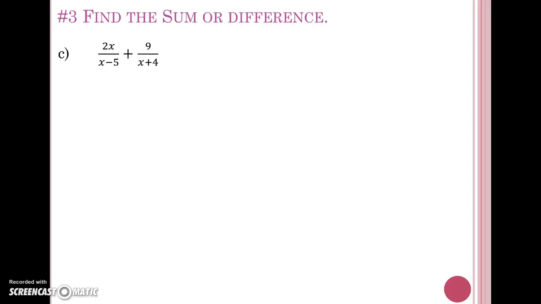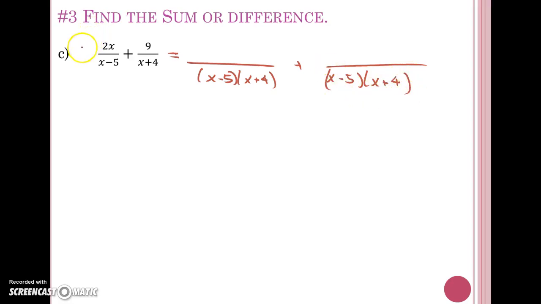And finally, let's try this last one. Now, if you are feeling up to it, you can go ahead and press pause and try it on your own, and then fast forward through my explanation. But if not, stay with me. Looking at these two, there's nothing they have in common. So I'm going to go for x minus 5 times x plus 4. And I'm going to do it again. x minus 5 times x plus 4. Now you're multiplying the numerator and denominator by x plus 4 and x plus 4.